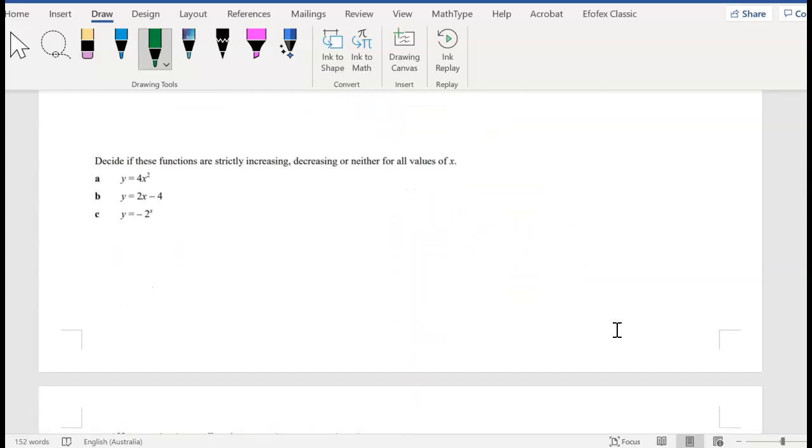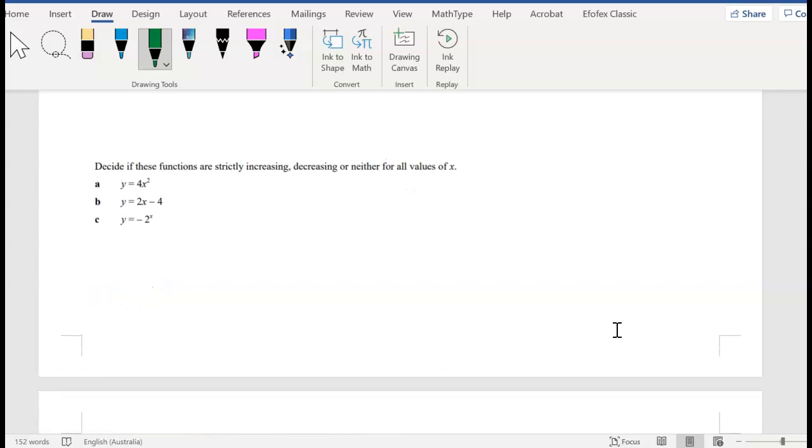All right. So the next question, decide if these functions are strictly increasing, decreasing, or neither for all values of x. All right, so the first one, it's a parabola. All right, so I know a parabola is both increasing and decreasing, so neither. For 2x minus 4, that's a straight line with a positive gradient, so it's going to be increasing.